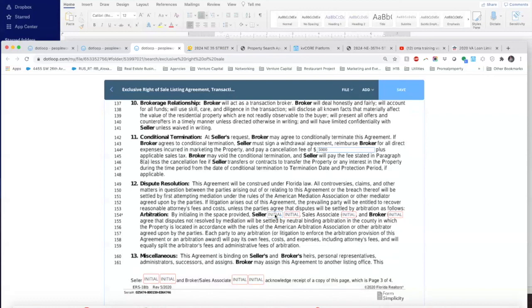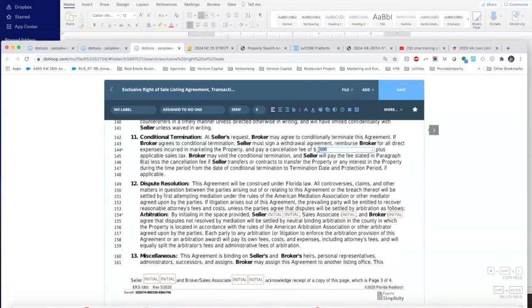Again, every listing is unique, every deal is unique, and it might be necessary here. Let's say it's a multi-million-dollar house, a $20 million property, so you will be doing a video, a lot of broker open houses, events, advertising. So you can put a cancellation fee of 100,000. Then arbitration might be worth it because it will be less than 100K. But again, it's very, very case by case.